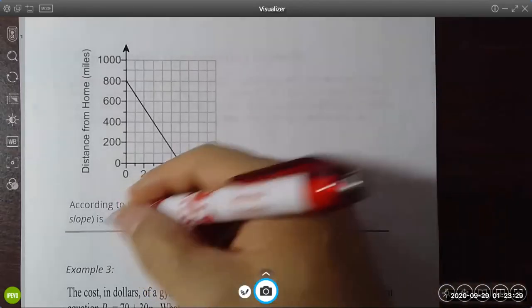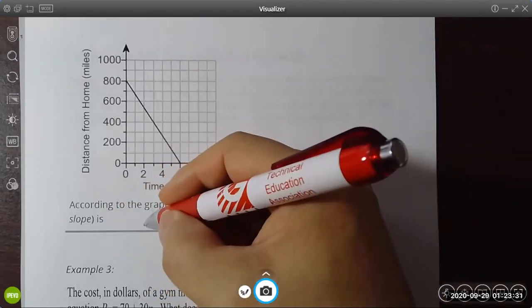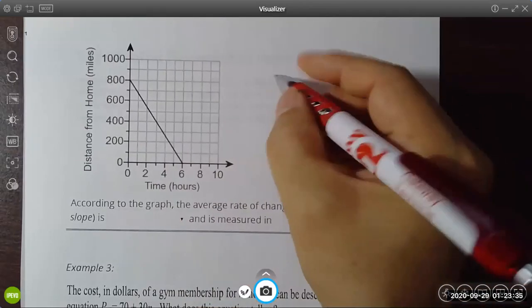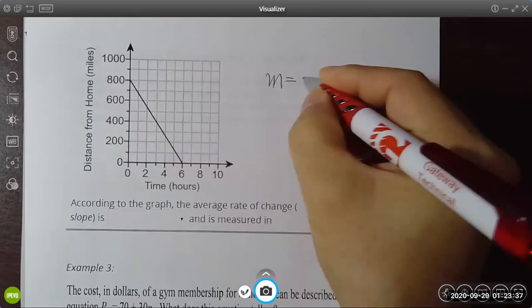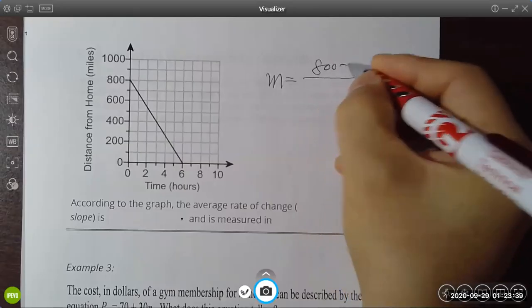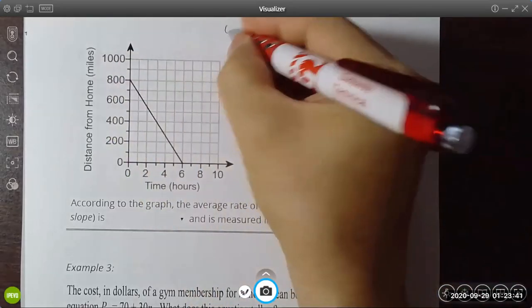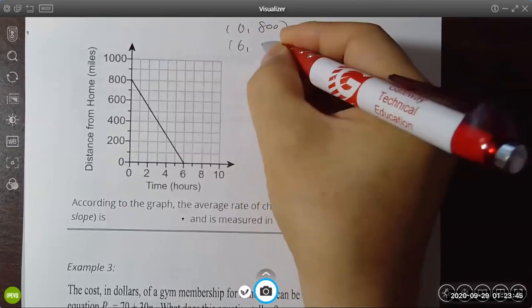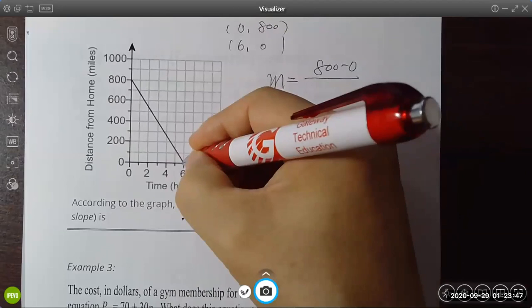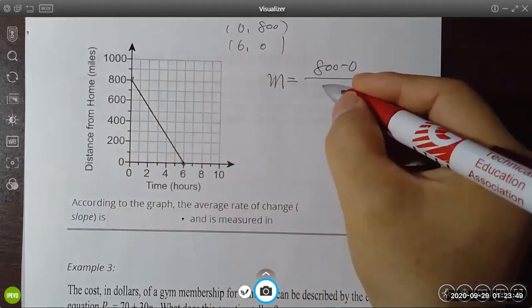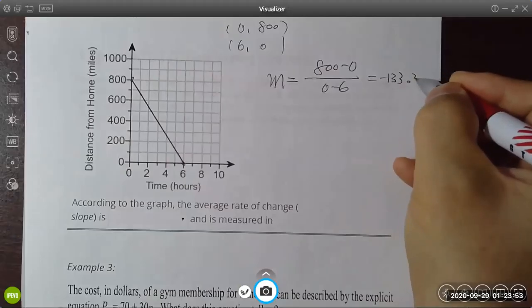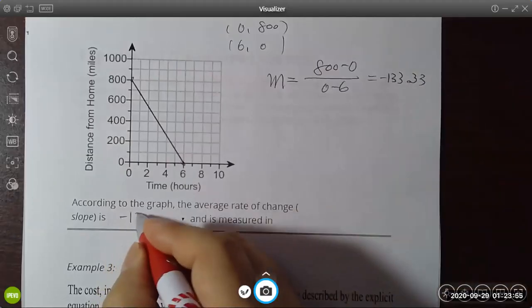aka slope, yes. So we need to fill in this blank to represent the slope. We just did that calculation, is that right? So I'm going to redo that. M equals 800 minus 0. So let's get this point: 0, 800, and 6, 0. That's the 2 points we used. So we just repeat that basically. 0 minus 800 over 6 is negative 133.33. So we just put it in here.